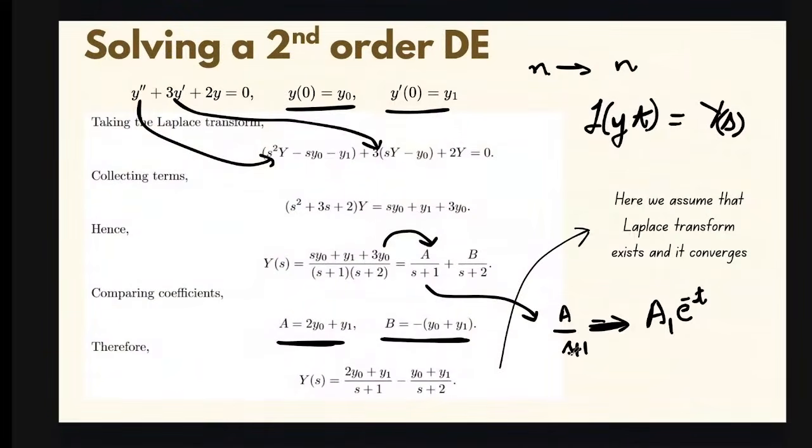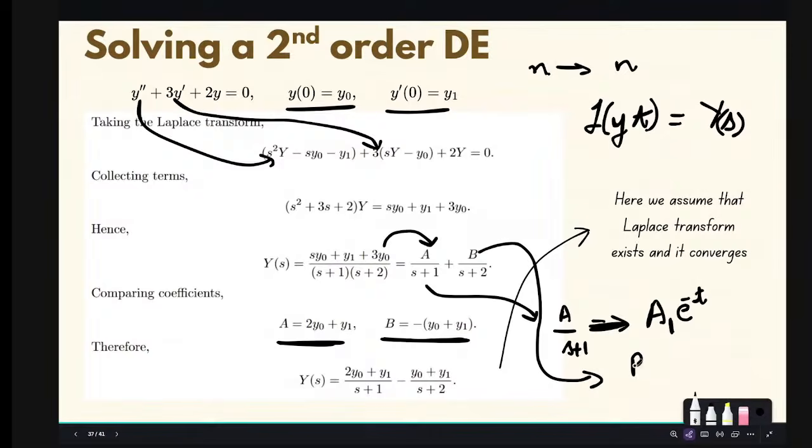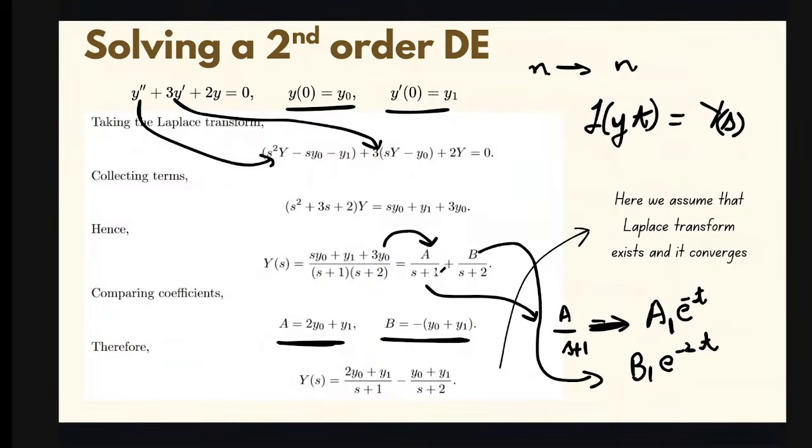So that is what I'm doing. I'm writing this as some new constant a1 times e power minus t, and this as some new constant b1 times e power minus 2t, because here a is equal to 1 and here a is equal to 2, so the exponents are minus 1 and minus 2. I hope everybody is understanding that.